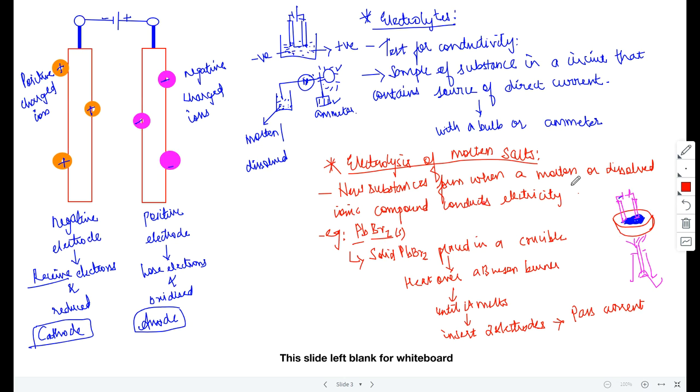Now why are we selecting carbon electrodes? Carbon electrodes are chosen because they have a very high melting point and they are inert with certain products. This is my procedure. So you write it down, and then I'll move on to the next slide and explain my observation.